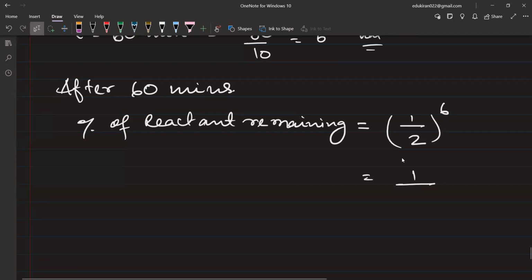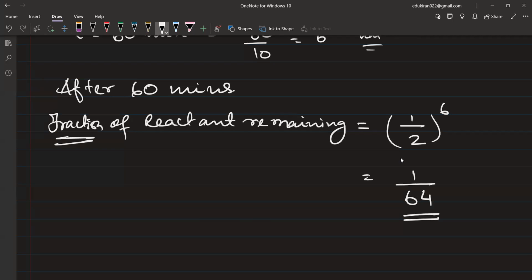सो दिस विल बी व्हाट? 1 अपॉन 2 to the power of 6 will be what? 64 ना. So this will be the fraction of reactant remaining. ठीक है, परसेंटेज में कीजिएगा तो इसको मल्टीप्लाई करना पड़ेगा 100 से. दिस विल बी द फ्रैक्शन. Okay, fraction of reactant remaining. All of you got this? Yes or no? Please tell me.